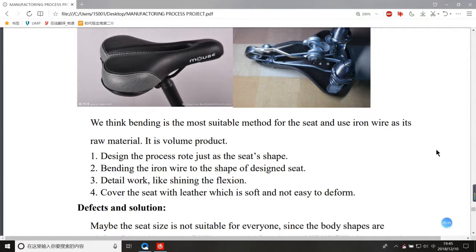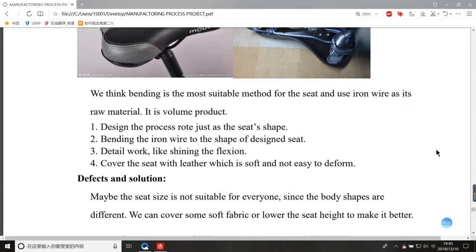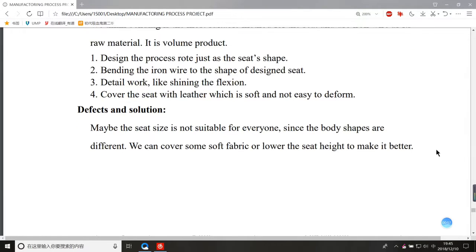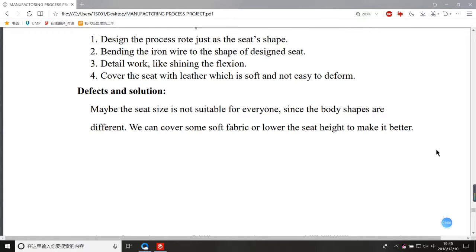We think bending is the most suitable method for the seat, and using aerowood as its raw material is good. About its process, it's mainly bending the aerowood to the shape of the desired seat. And about its defects and solution, maybe the seat size is not suitable for everyone, since the body shapes are different between people. And we can cover some soft cushion or lower the seat height to make us feel more comfortable.